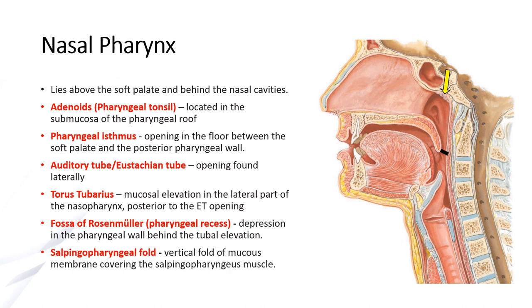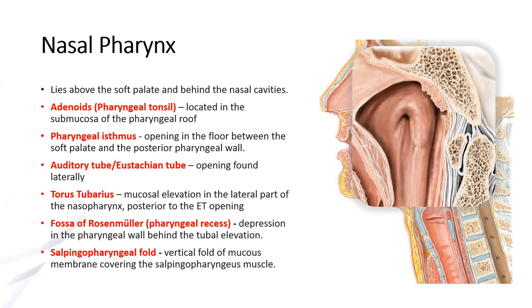We also have the pharyngeal isthmus. It is an opening in the floor between the soft palate, which is this one, and the posterior pharyngeal wall. We also have the auditory tube, which is right here. Let's enlarge this region. This is the eustachian tube or the auditory tube. This is an opening found on the lateral pharyngeal area.